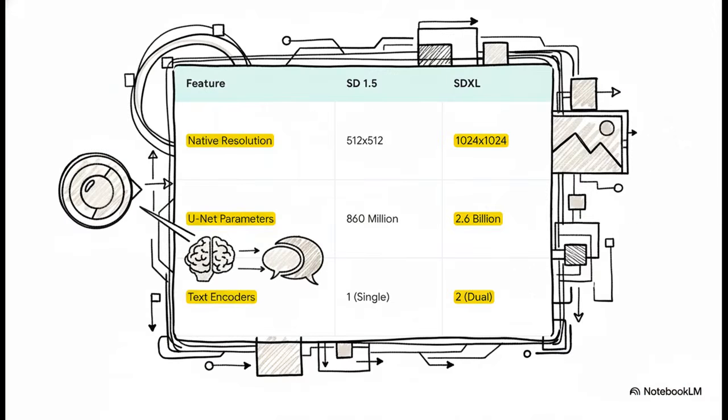Okay, and this slide? This is where you really see the raw power difference. Compared to the older SD 1.5, SDXL is an absolute beast. First off, the native resolution is 4 times larger, so you get these crisp, high-detail images right out of the box. And it has 2 text encoders, not just one, which means it understands what you're asking for with so much more nuance. But the real game changer is the engine itself, the part that actually builds the image.